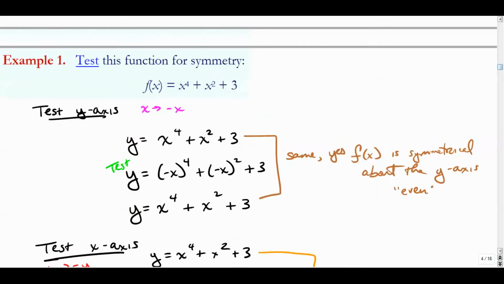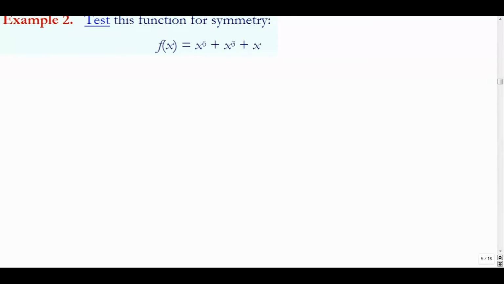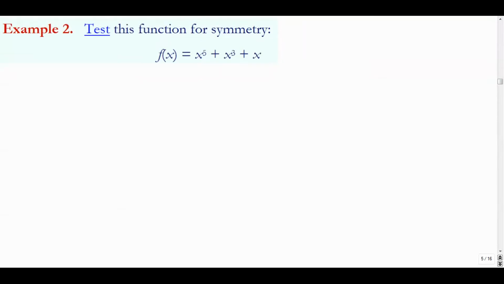Let's go to the next example. And I'm going to test this one for symmetry as well. So here's my y-axis symmetry test. I'm going to replace all my x's with negative x's.